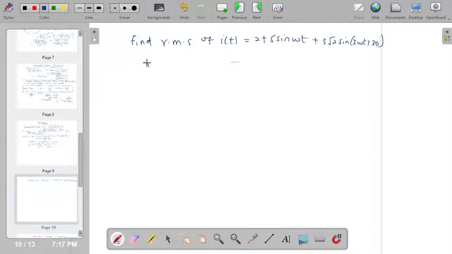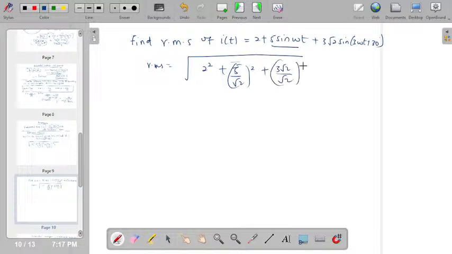So here, to find my RMS, I simply open my big square root. This is a DC component, so I take 2 squared. I identify my peak value in this AC waveform: here I have 5 over square root of 2, all squared, plus here I have 3 root 2 over root 2, all squared. And finally, I put my answer, and my answer is simply going to give me 5.05 amperes.